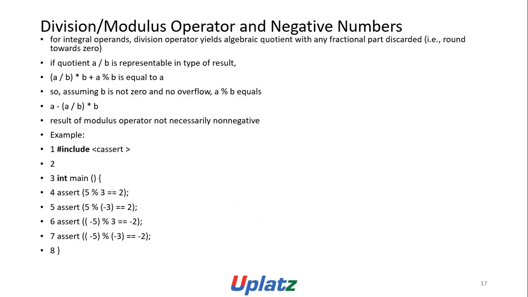Division, modulus operators, and negative numbers. For integral operators, the division operator yields the algebraic quotient with any fractional part discarded, that is, rounded towards 0. If the quotient A divided by B is representable in the type of the result, then (A/B)*B + A%B is equal to A. So assuming B is not 0 and no overflow, A modulo B equals A minus (A/B)*B. The result of the modulus operator is not necessarily non-negative.